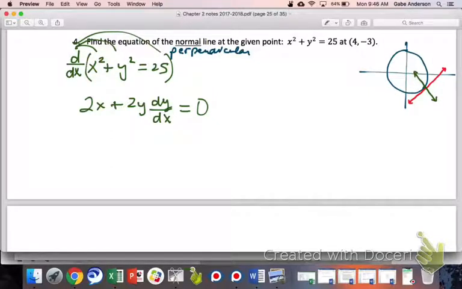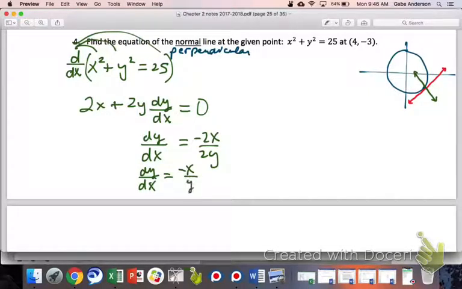Fantastic. Okay, so now we're going to solve for dy dx. So this is just a little bit of algebra. So dy dx is equal to negative 2x over 2y. So dy dx would equal negative x over y. Still making sense? Okay, so let's describe that.